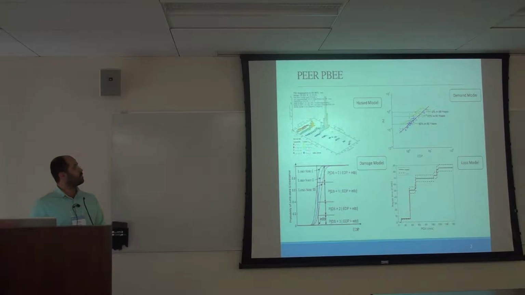As we all know, the PEER PBEE consists of 4 probabilistic models, each with its own uncertainties. We have the hazard models, where we can get the hazard levels, 2%, 10%, and 50% in 50 years, through the demand model. After performing the time history analysis, we can get the engineering demand parameters that are used to trigger specific damage states. Each will come with its corresponding repair methods and repair items that are needed to come up with a loss model in terms of repair cost and repair time.